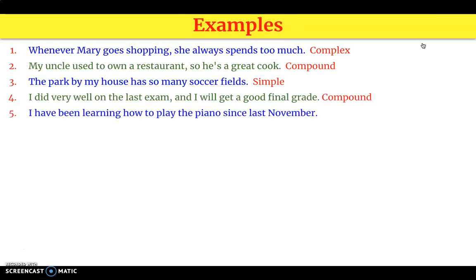I've been learning how to play piano since last November. Okay, I notice you see this SWABI, right? But this is one complete idea. Why is that? Why is it just a simple sentence? Because this is not a subject and a predicate with its own idea. It's just two words, okay?